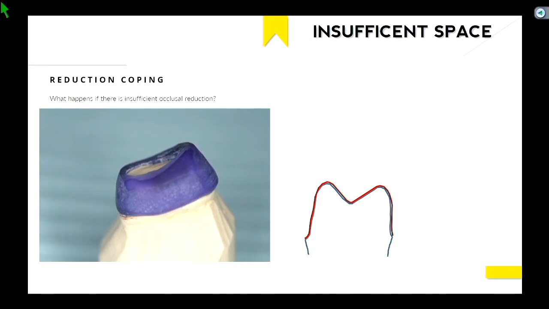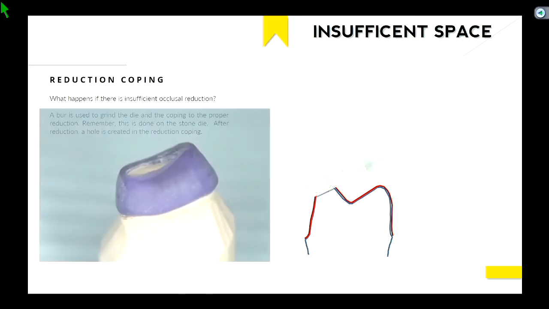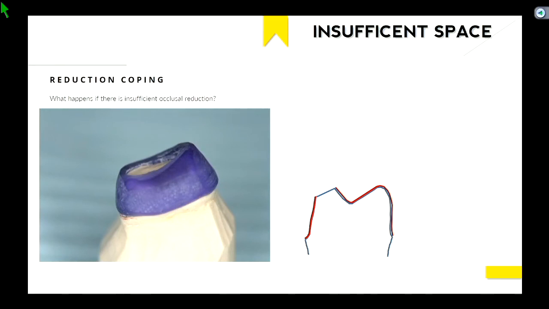So with that little piece of acrylic sitting on there, now the lab technician is going to take a burr and they're going to prep away the area that's under-prepped to create your adequate reduction. So on the cast, on the stone die, they're going to grind through the acrylic plus a little bit of the stone. Then you're going to have something that looks like this. So part of the tooth is exposed, and that's what this diagram depicts. Okay? You can see a little window there where both the acrylic and stone have been removed.